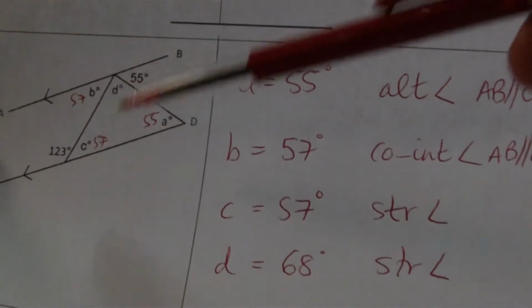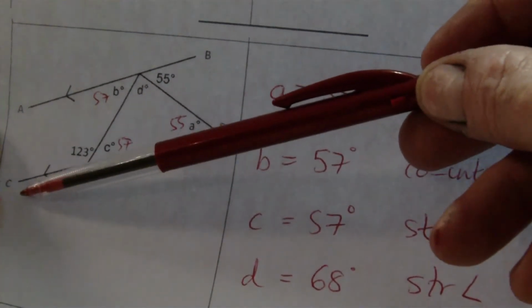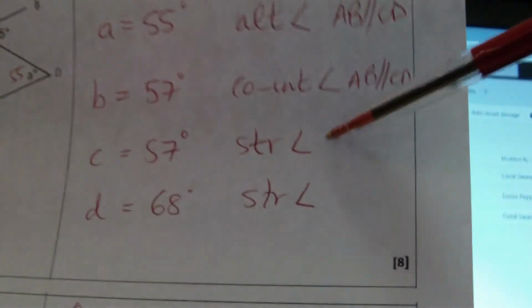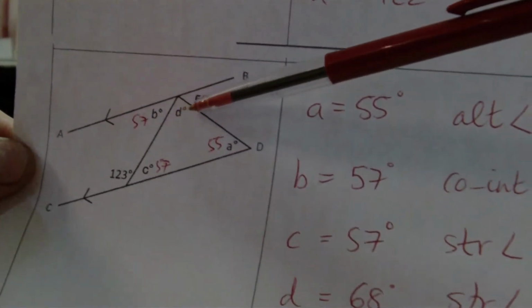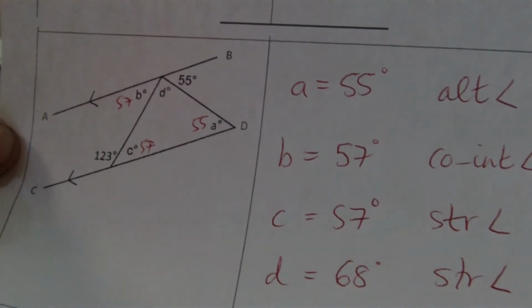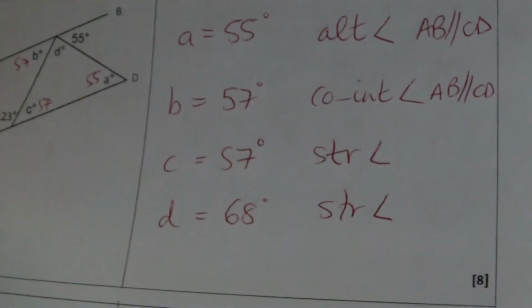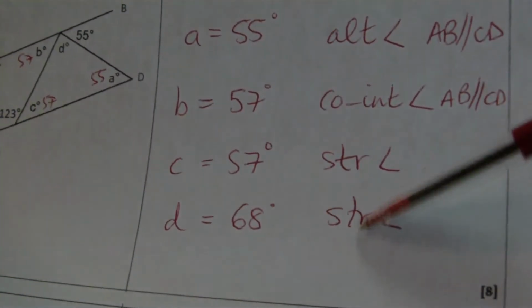Okay, now I can get the C, straight angle, look, straight line. So your C is 57, straight angle. And D, many ways of doing it: angles in the triangle or the straight line. Yeah, I did it with a straight angle, the straight line, but I don't know why I rewrote it. I should have just put a ditto, eh?